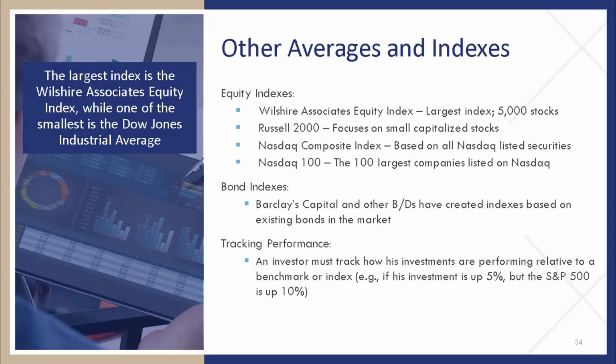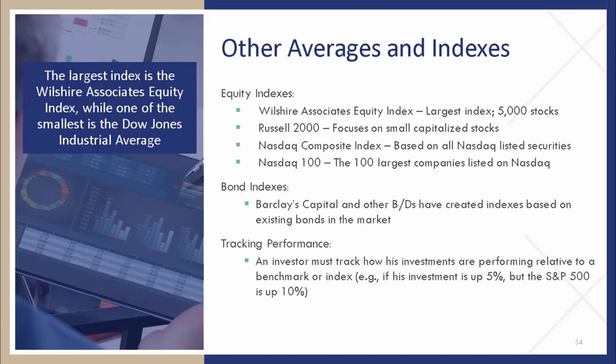A few more equity indices are the Wilshire Associates Equity Index, or the Wilshire Index, which used to be called the Wilshire 5000 because it had 5,000 stocks. It is the most broad-based there is, with the greatest number of stocks. In fact, if you owned a portfolio that followed the Wilshire Index, you'd basically own almost every stock. The Russell 2000 is from a company called Russell, like Wilshire is another company. They have an index that focuses primarily on small-cap stocks, or stocks that have a lower capitalization value.